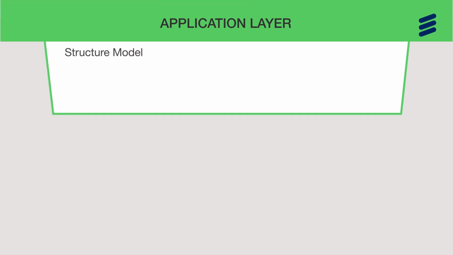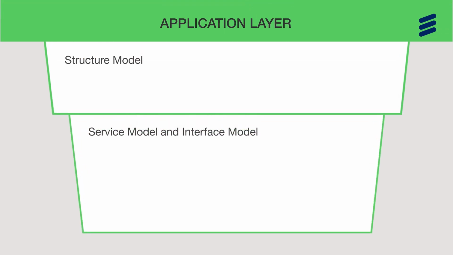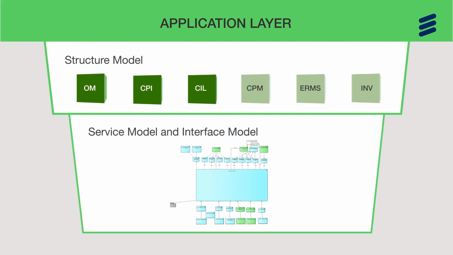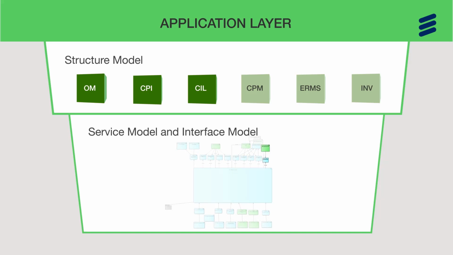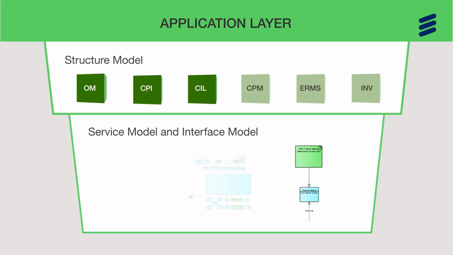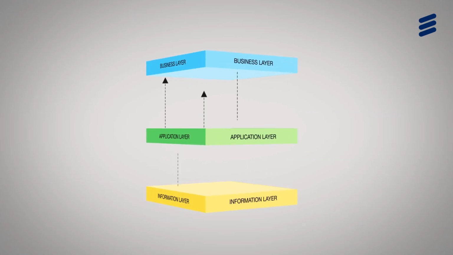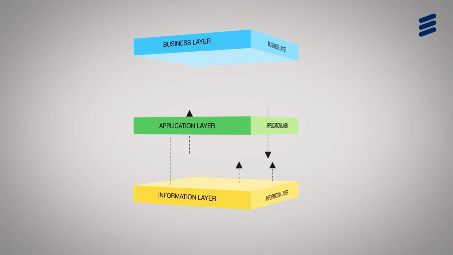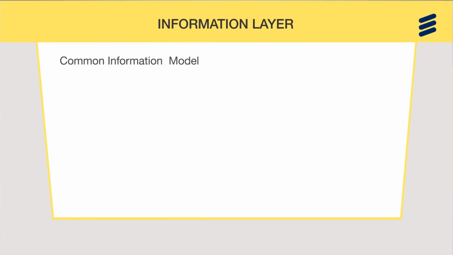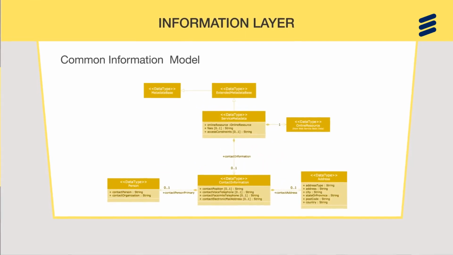In application layer, we have structure model, service, and interface model. Structure model provides end-to-end landscape of all application components and services. These components expose over different interfaces. Any given business process, we could identify connected application and its services and interfaces. Applications manage a lot of information objects available in information layer. Let's see, what are those? In information layer, we have common information model, where we have modeled a whole lot of data entities around different domains like customer, product, service, resource.